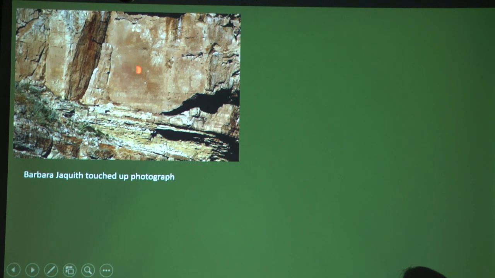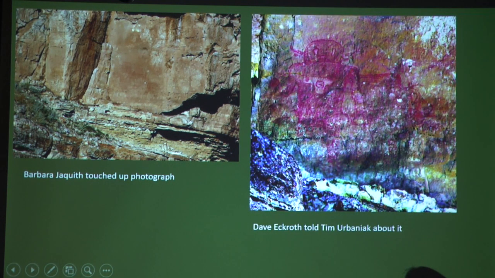And you can really see a little bit of paint and very little going on. But then Dave Eckworth told Tim Urbaniak about it. And Tim Urbaniak went out there and used DStretch. And he was able to see then that there was quite a bit more going on up there on that wall. So he got me interested in it.